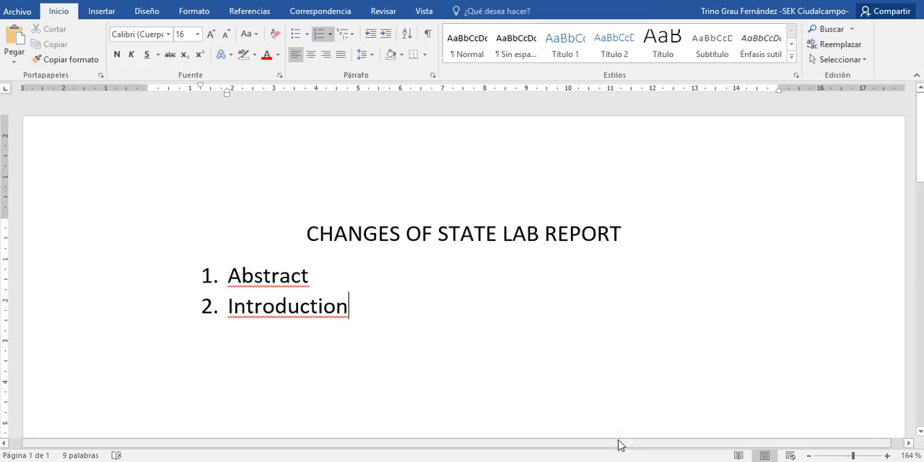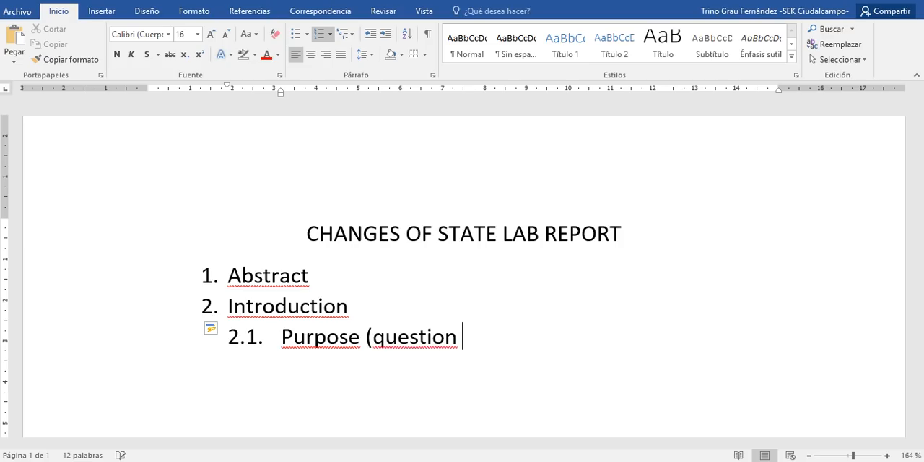So remember that you need to include, so this will be the purpose that can be addressed as a question of research. So to obtain the maximum grade, you need to take into account what is said in the rubric.